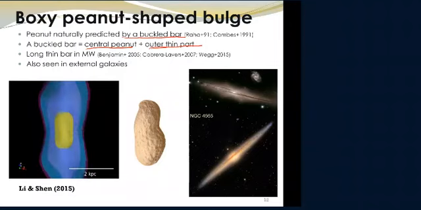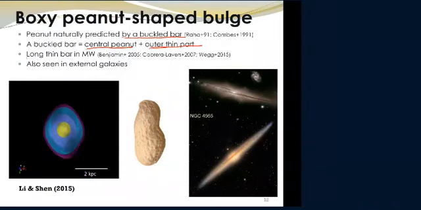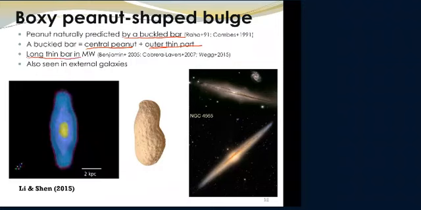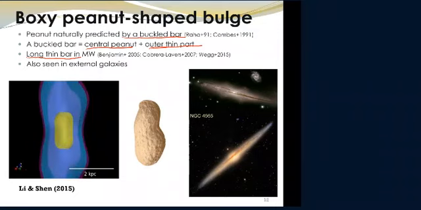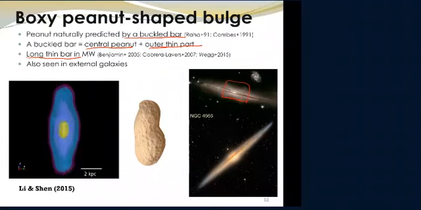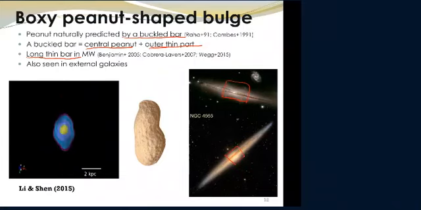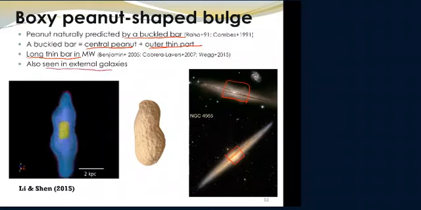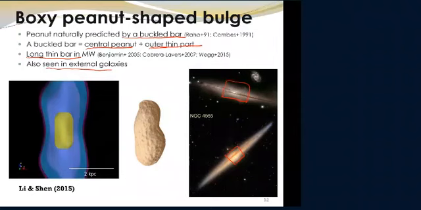And actually, in the Milky Way, we also found there's possibly a long thin bar outside of this bulge bar. This kind of boxy-shaped, peanut-shaped bulge is also seen in external galaxies. And this is a boxy bulge, just like our Milky Way. So they are very common, and very commonly seen in external galaxies.